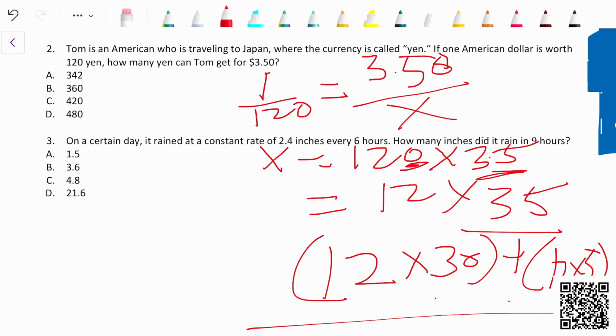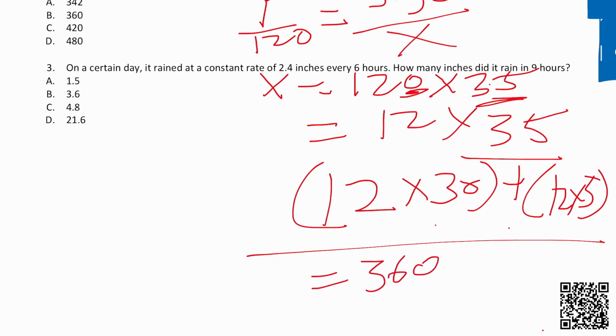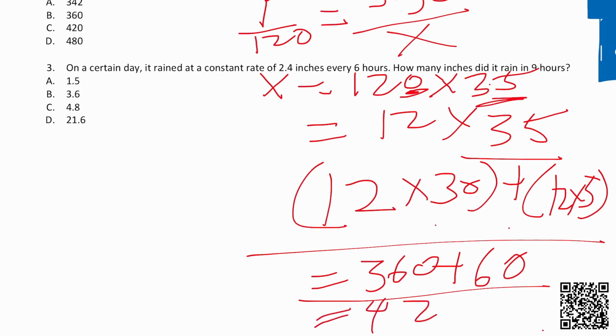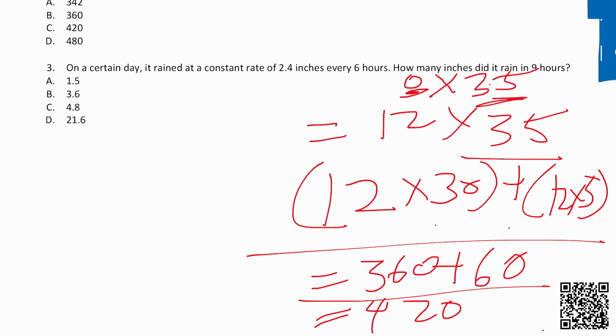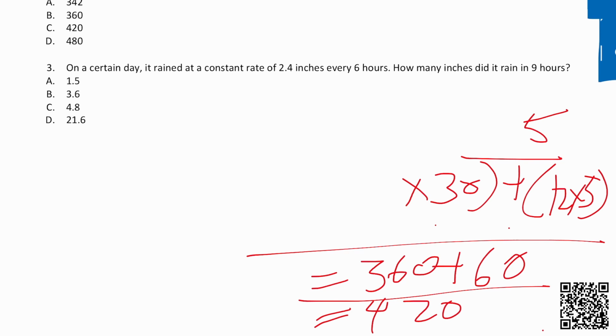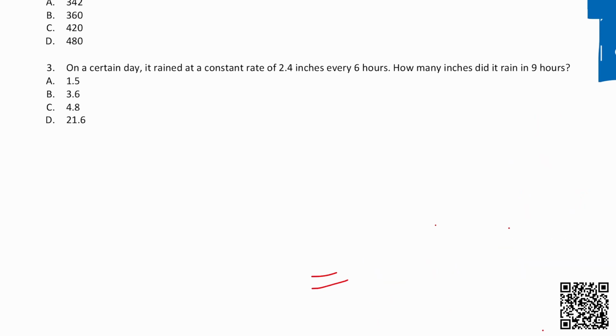And now looking at this, we've got 360 plus 60. And that is our final equation, which also equals 420. So the correct answer is 420. Let me just erase all of this. Right, 420.